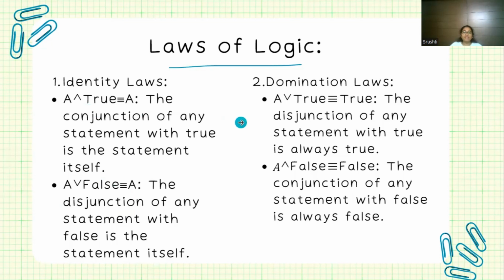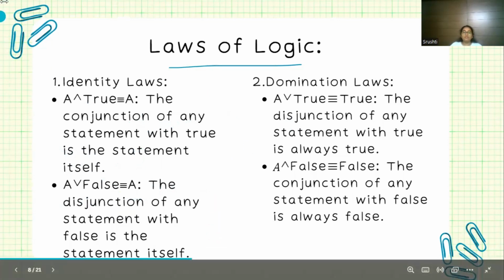So the first one is the identity laws. A and true is equivalent to A. The conjunction of any statement with true is the statement itself. A or false is equal to A. The disjunction of any statement with false is the statement itself.